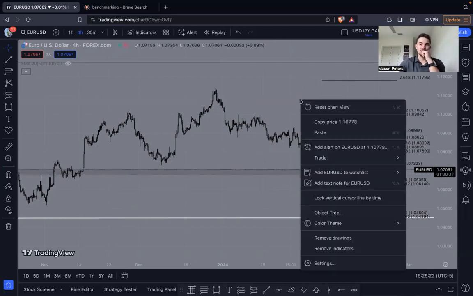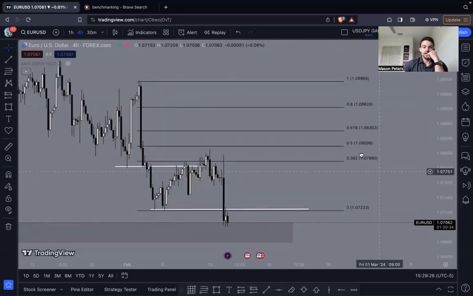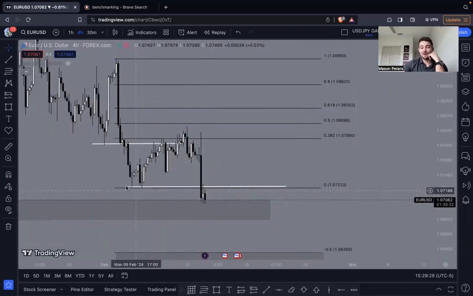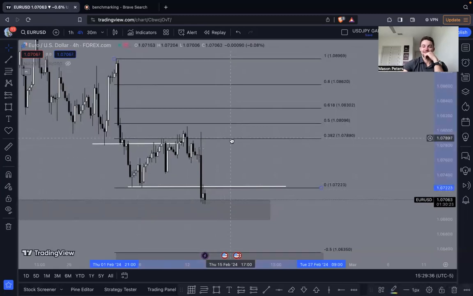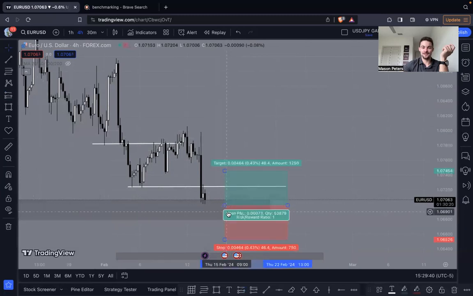Check it out. If price trades back above this support level, okay, if it finds support in this rectangle and trades higher, we can take a buy position in that.